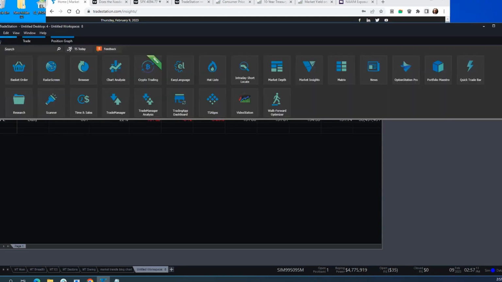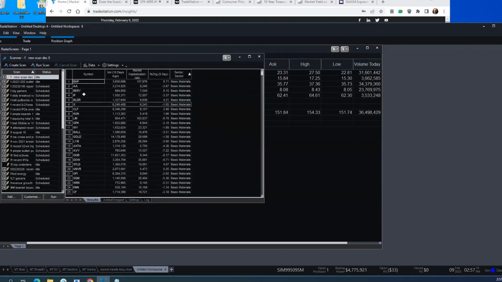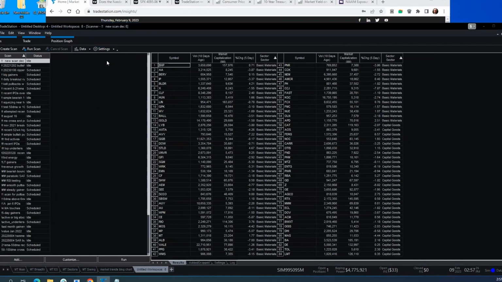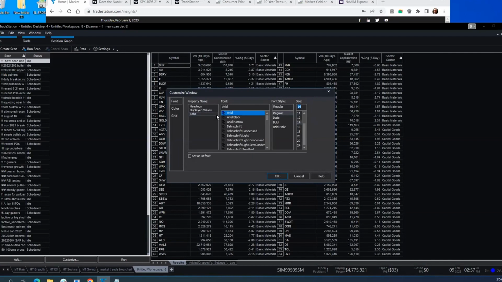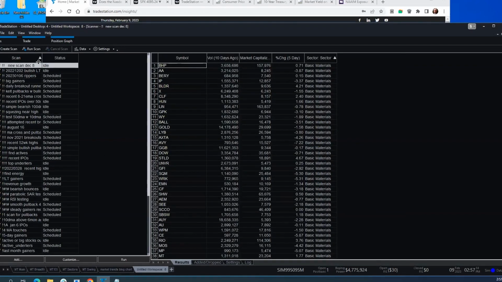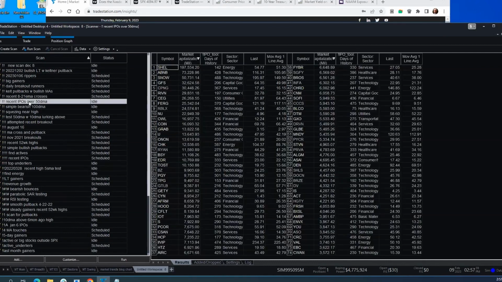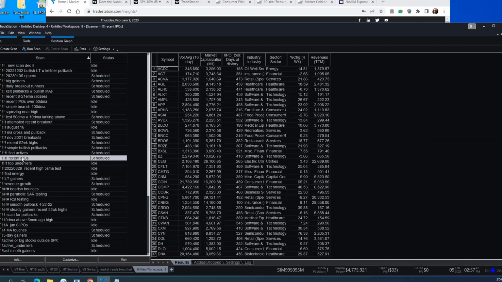So this is useful for finding IPOs, because there are a lot of companies that went public and we forget all about them. So let's just very quickly go to Scanner. And I actually think I have an existing scan on this. Let's see if I can find it. Sorry, I need to find a way to keep this more visible. All right. Anyway, I think I have something here called recent IPOs.